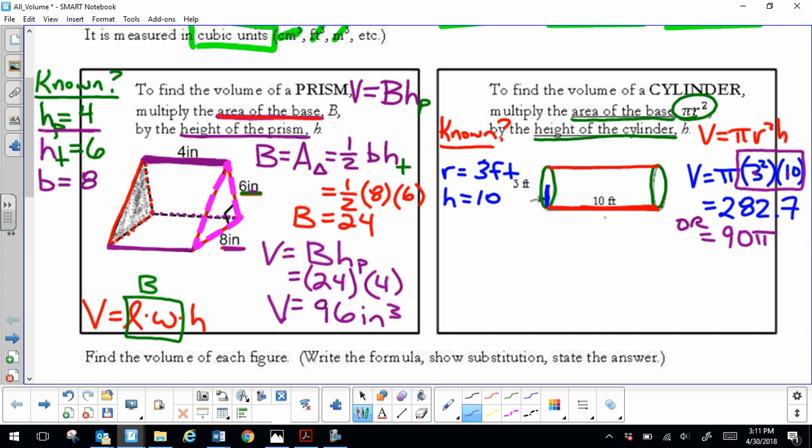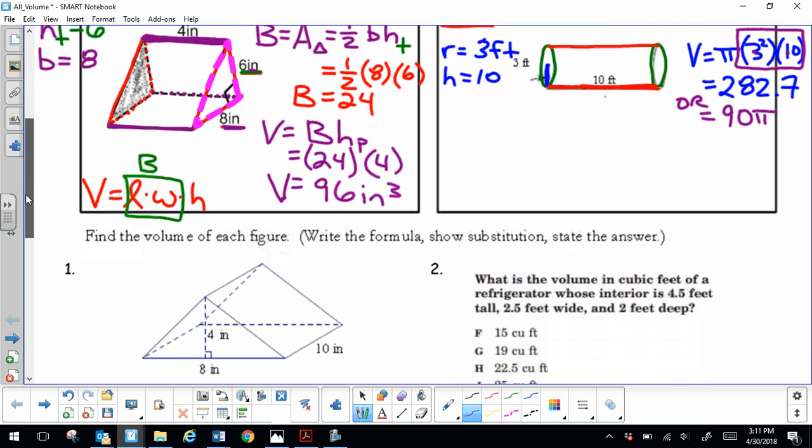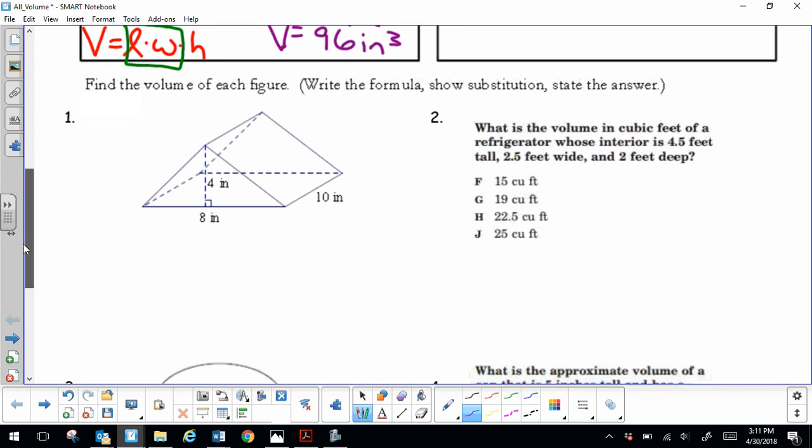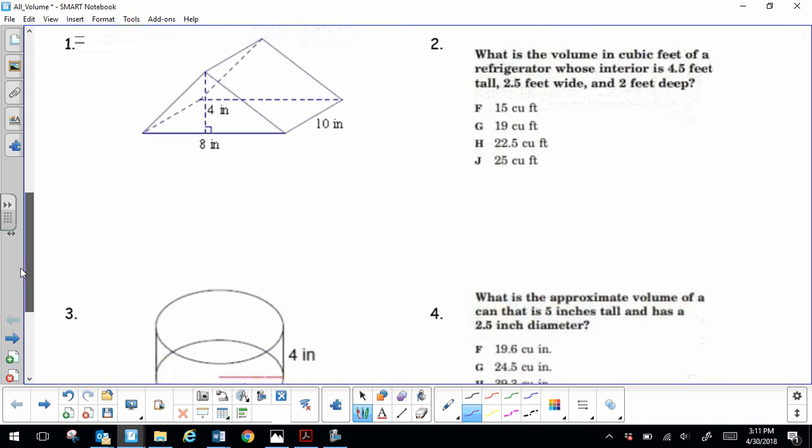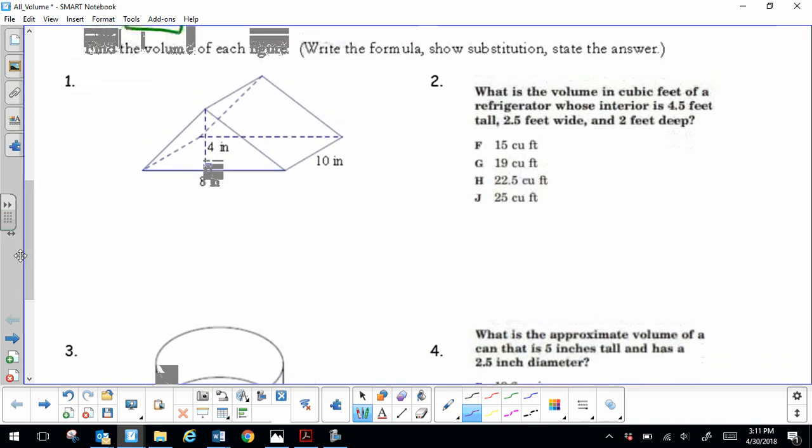Okay, so we've got some problems down below. And what I'm going to have you guys do is work through these, and we have the answers posted around the room for the varying different volumes that we're going to be working on. You do have 2 more videos to look at.